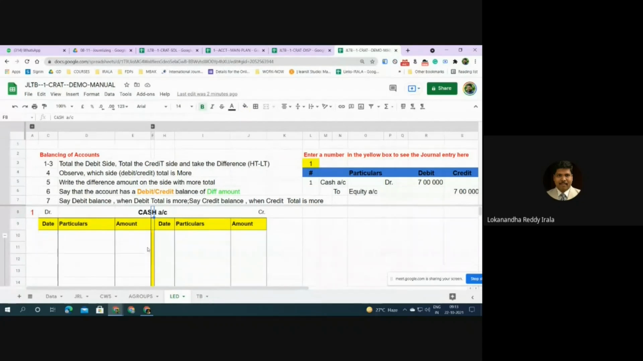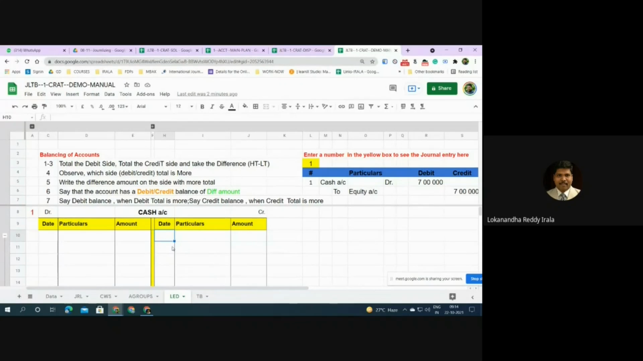For example, in cash account, we post. That means we copy the transactions from the journal and we group them here in the ledger. So if all cash transactions are grouped in one place, then I would know what will be the cash inflow, what will be the cash outflow, and hence what is the cash balance that I have in the company.